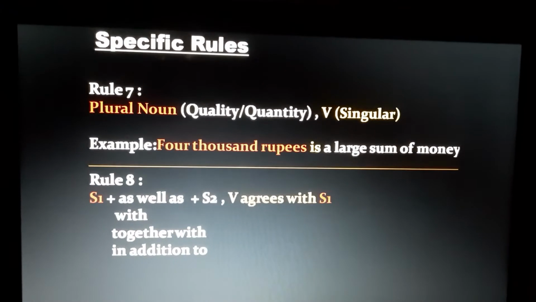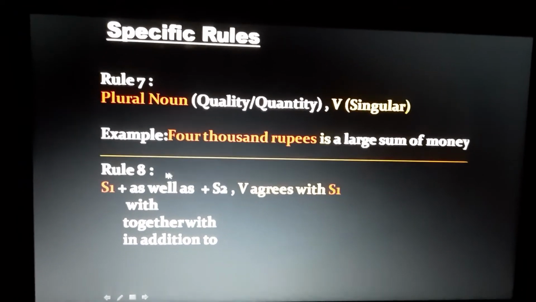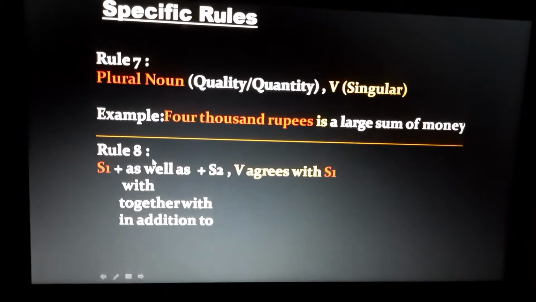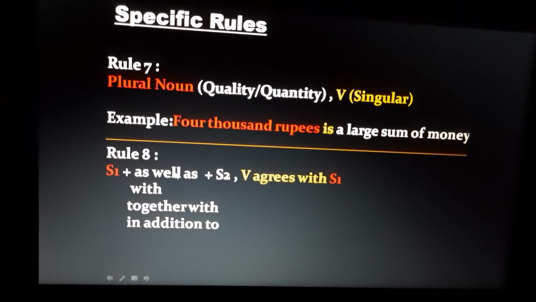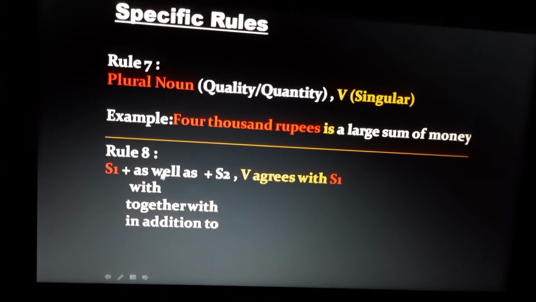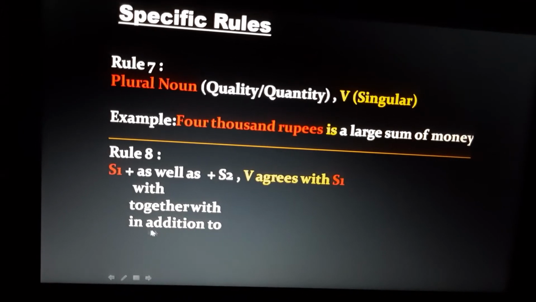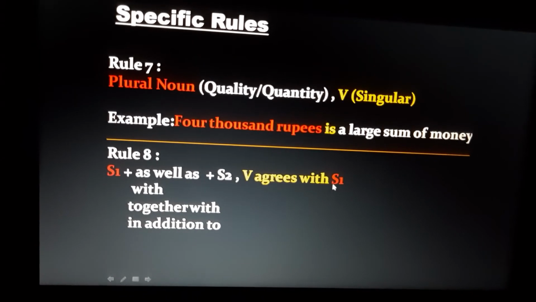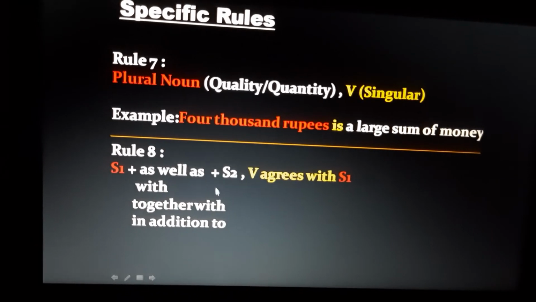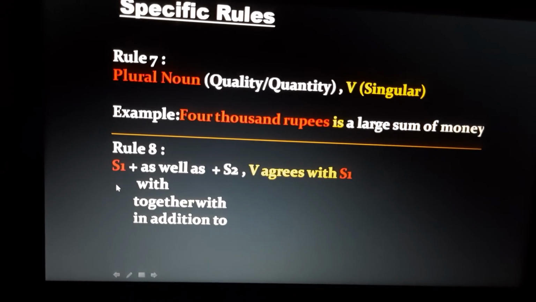Let us look at the other rule, rule number 8. If we have two subjects, subject 1 and subject 2, and they are connected by these four connectives as well as, with, together with, or in addition to, the verb agrees with subject 1 and not subject 2. It agrees with subject 1.